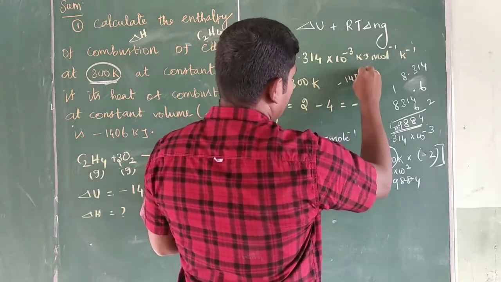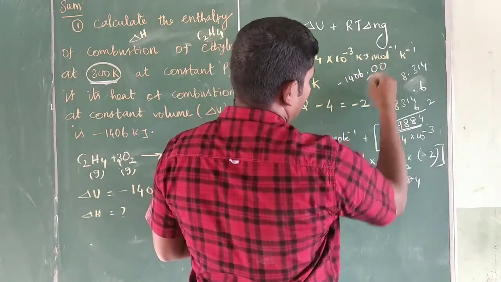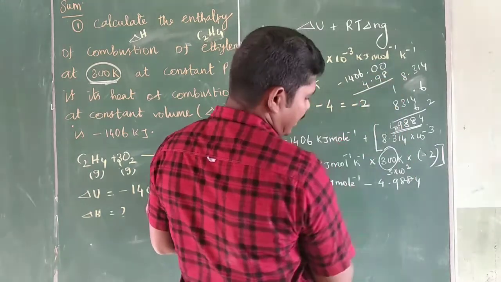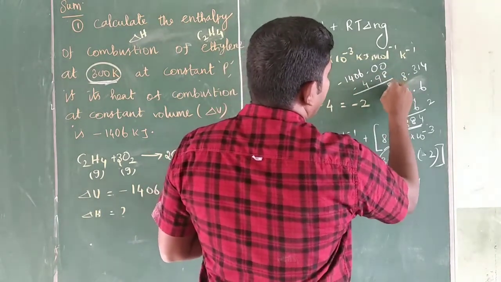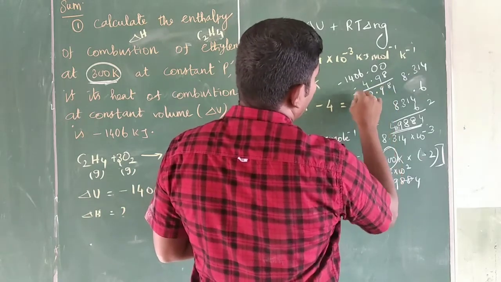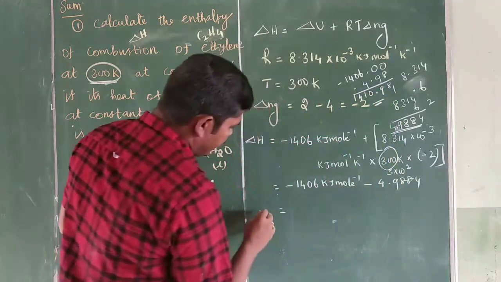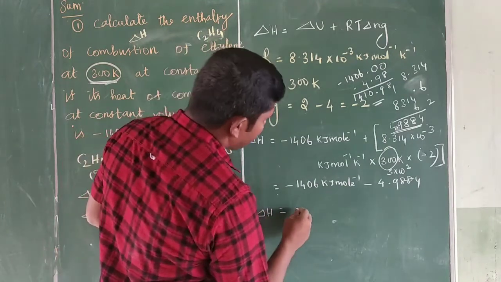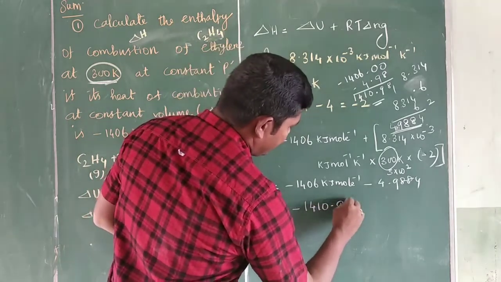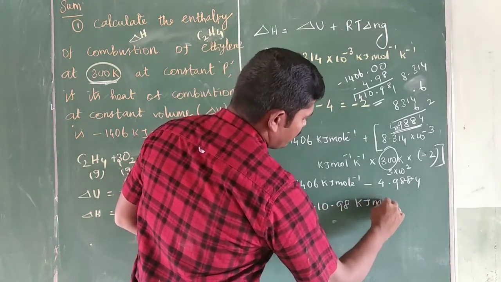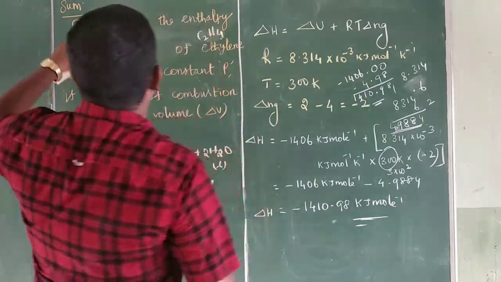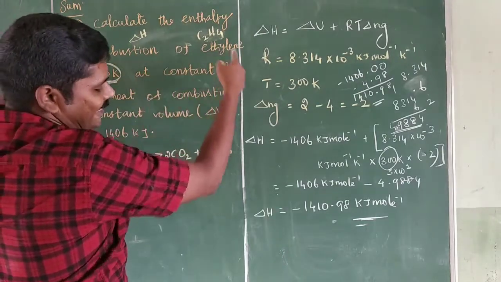That is equal to minus 1406.00 and minus 4.98, so minus 1410.98. Del H is equal to minus 1410.98 kilojoule mole inverse. So this is the enthalpy of combustion of ethylene.